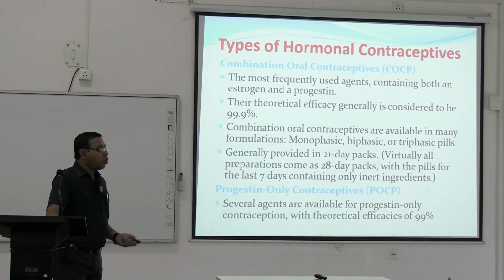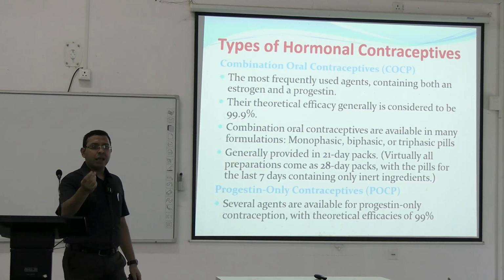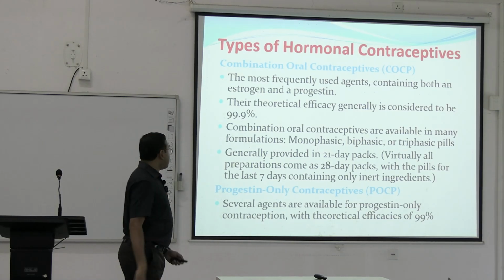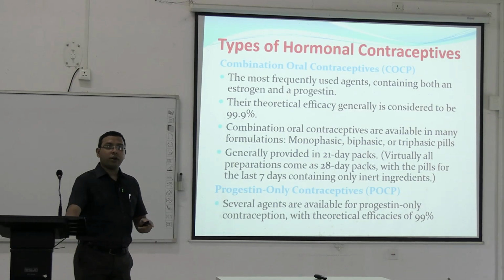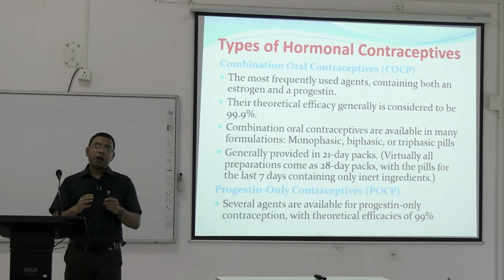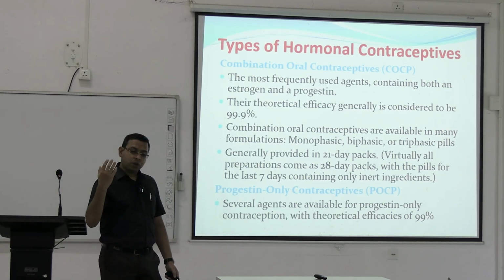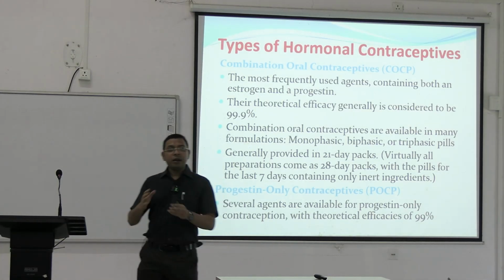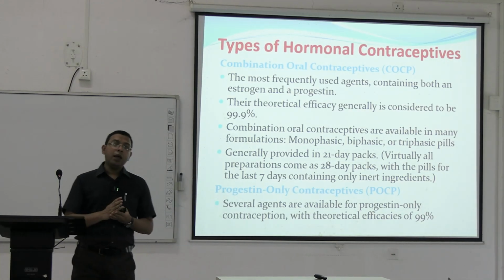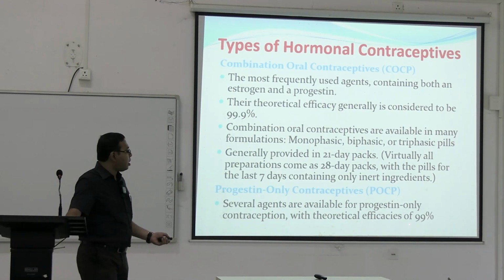Generally, the contraceptives are used in a 21 days pack. Virtually all preparations are a 28 days pack, with 7 tablets usually placebo or some iron tablets. And there is also a progesterone-only contraceptive. The advantage is that the problems with estrogen are very few, because with estrogen there are always chances of thromboembolism and endometrial carcinoma. These are very low with the progesterone-only pill. But again, the efficacy is also less, approximately 90 to 99%.